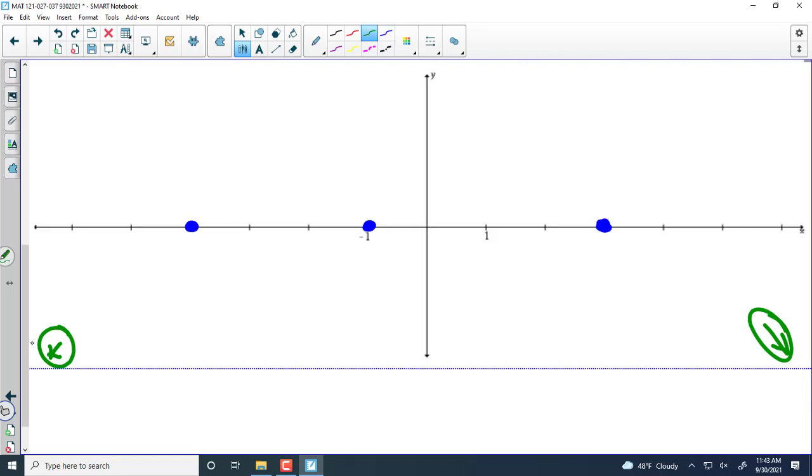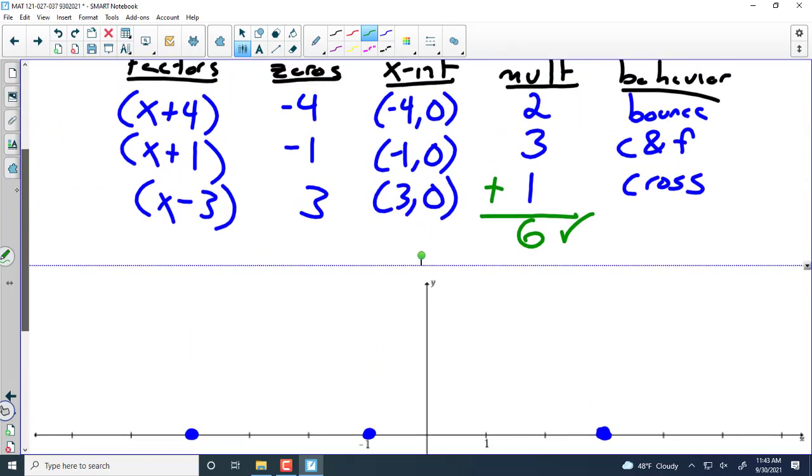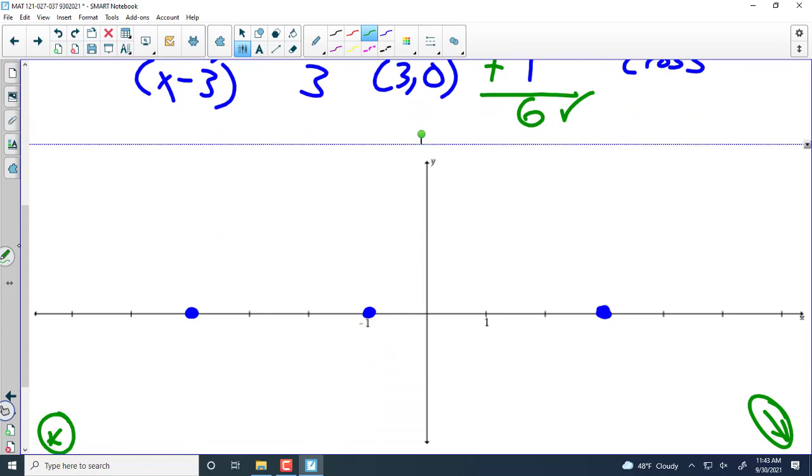Then, so I don't have to keep looking back and forth between my work and my graph, I write myself a little hint about what I'm going to do with those. For instance, up here on this one, I'm going to bounce. This one I'm going to cross and flatten. And this one I'm going to cross. Not right next to them, I don't want to mess up my graph. Just want to be able to look up there and see what I'm supposed to do when I get to that x-intercept.